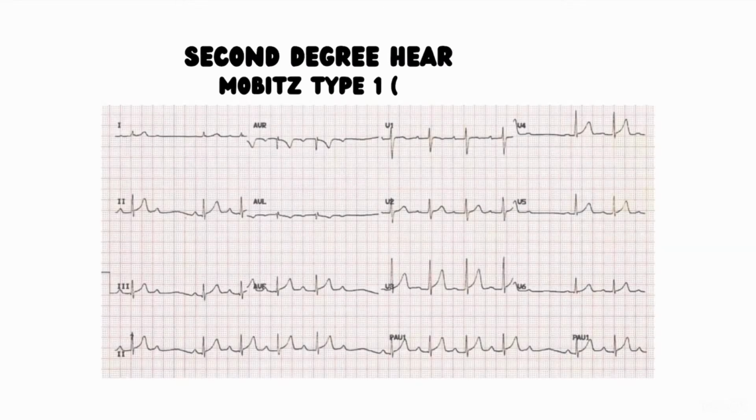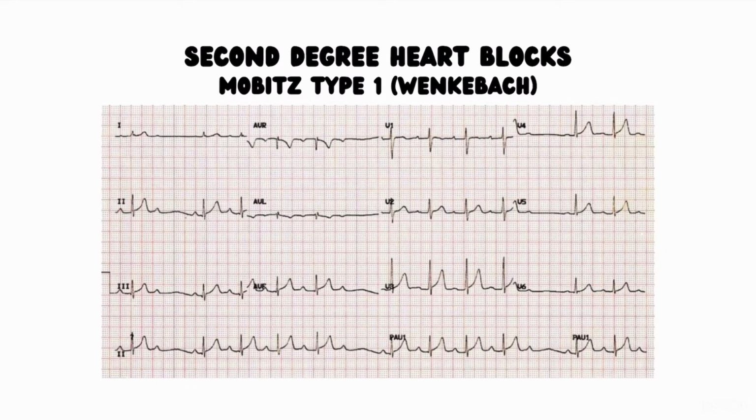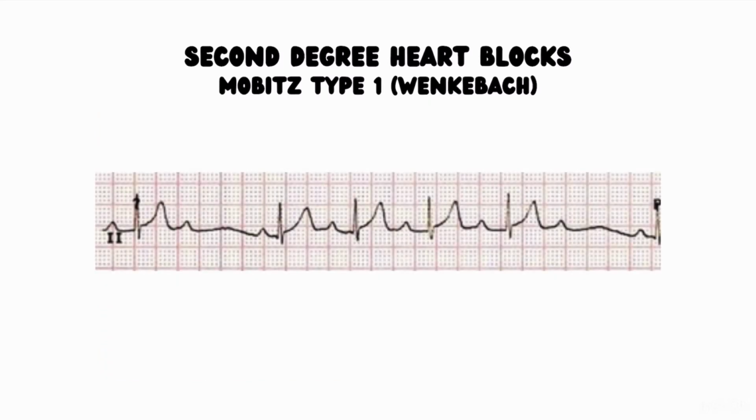Here we have a 12-lead ECG with a Mobitz type 1 heart block. Let's focus on lead 2 to really see the Mobitz type 1 pattern. Notice how the PR interval begins short and progressively gets longer with each consecutive beat. Finally, the QRS is just dropped, denoted by the pink arrow, and nothing follows that P wave. This is an archetype of the Mobitz type 1 or Wenckebach heart block.